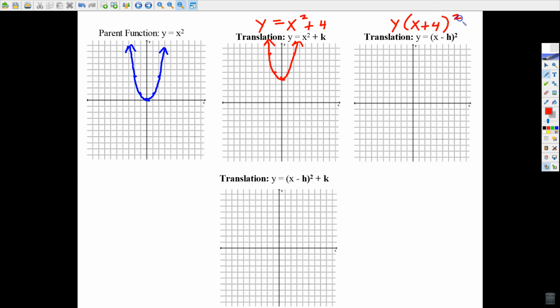Based on what you learned earlier, off an equal sign. This is a translation of the original parent, y equals x squared, but which way am I going? Left or right? I'm going left 4 places. So it's like taking this original blue and sliding it 4 places to the left. And then draw the original, showing that all the points have been moved.